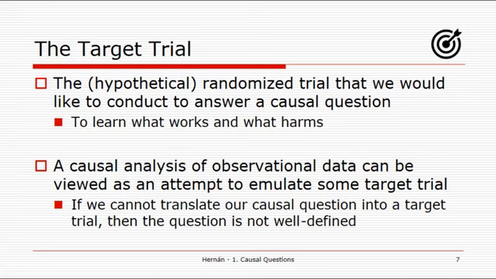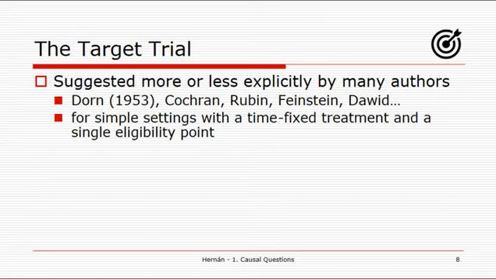One consequence of this way of thinking is that if we cannot think of a hypothetical randomized experiment that would answer our causal question, then our causal question may not be well defined. Then maybe we don't know what we are trying to answer. Okay, so the target trial is a very old concept in causal inference. People have been referring to this hypothetical experiment at least since the 1950s.